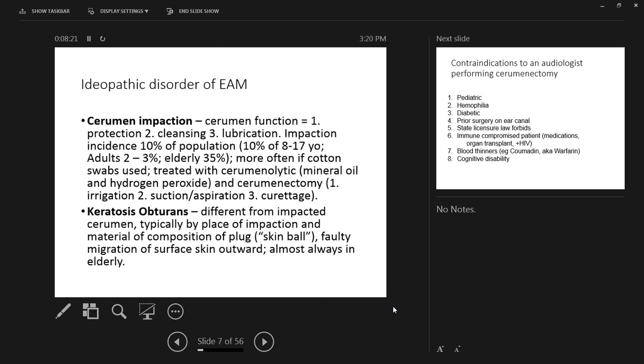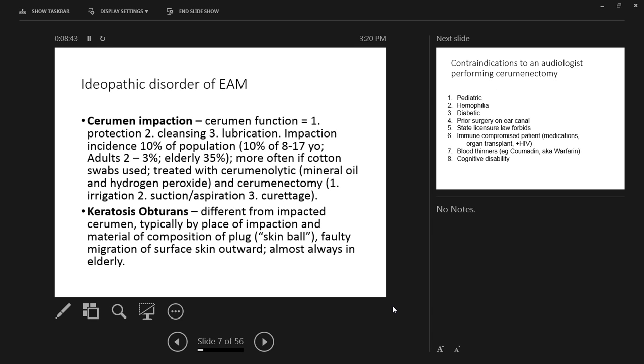All right, so moving on, earwax impaction. Let's think earwax impaction. Earwax is normal, earwax is healthy, you're supposed to have it. The normal function of earwax is for protection, for cleansing of the ear canal, and also for lubrication.